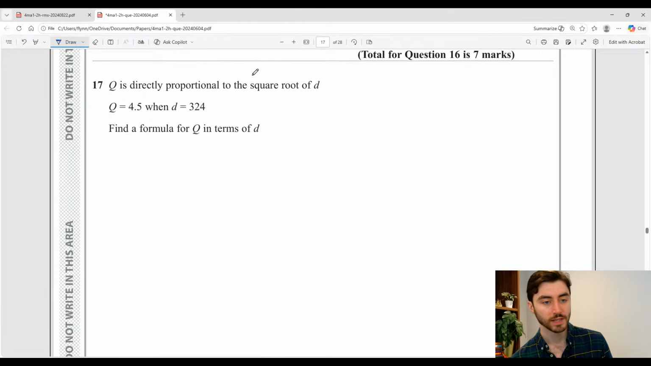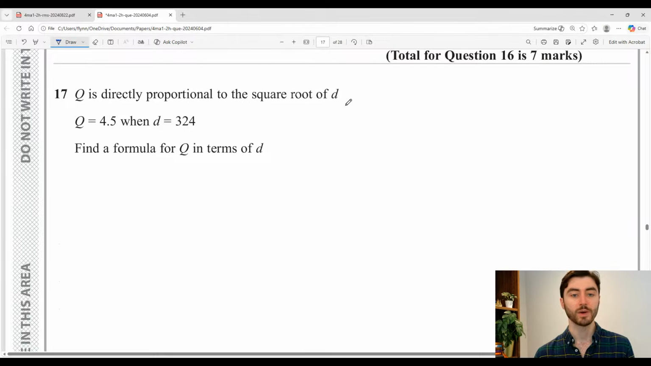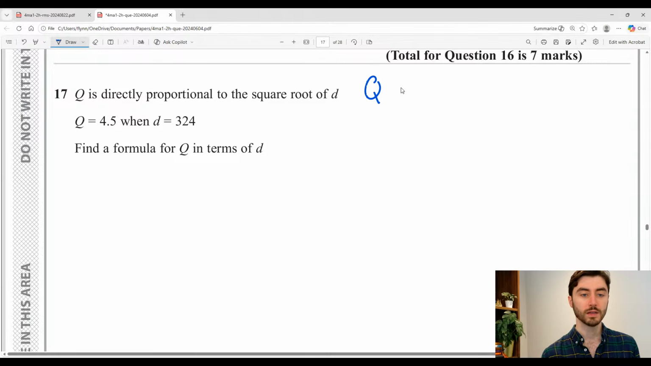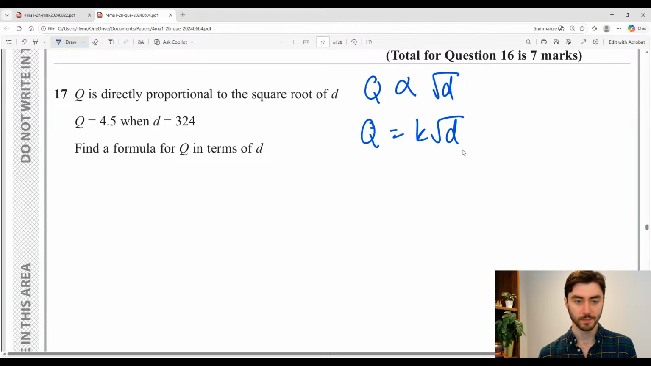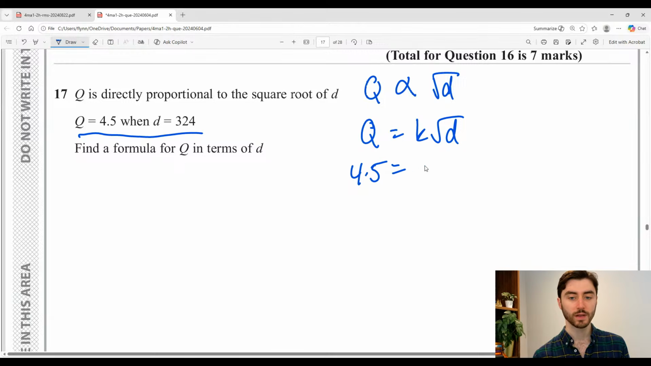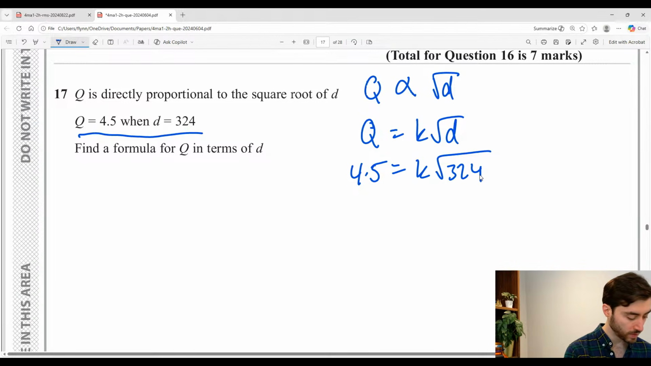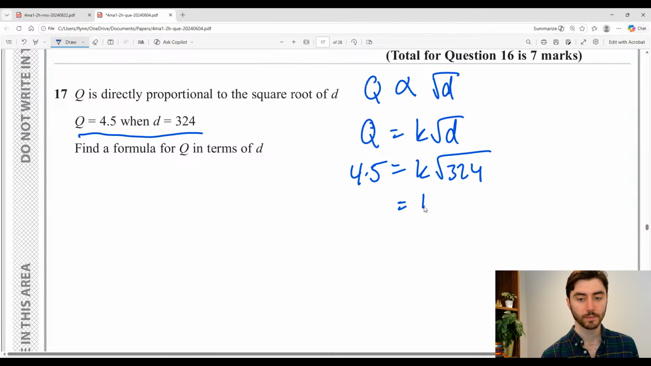Moving on to question 17. So we have a proportionality question. As soon as I see this, I'm like, free marks, let's go, because it's such a rigid method. Q is directly proportional to the root of D, which means Q is equal to K times root D. And we can plug these numbers in to find the value of K. So 4.5 equals K times root of 324, and the root of 324 is 18.